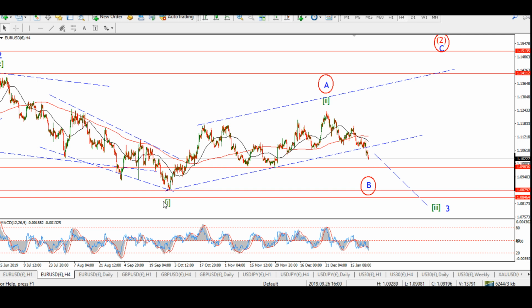Okay. So far, we have 3 waves up. We have possible leading diagonal into wave 1, and then 3 waves up into a possible wave 2 in place, and now the market is moving lower again. So we were expecting the market to move lower. The market is moving lower.